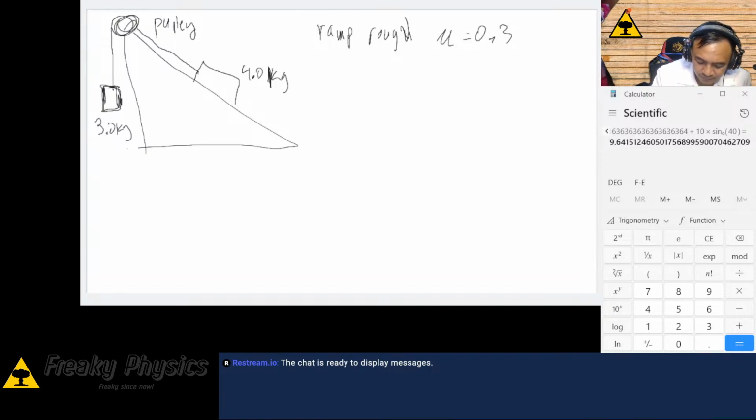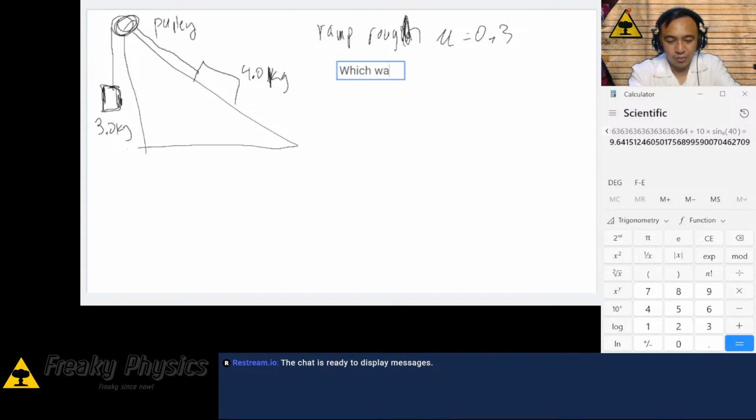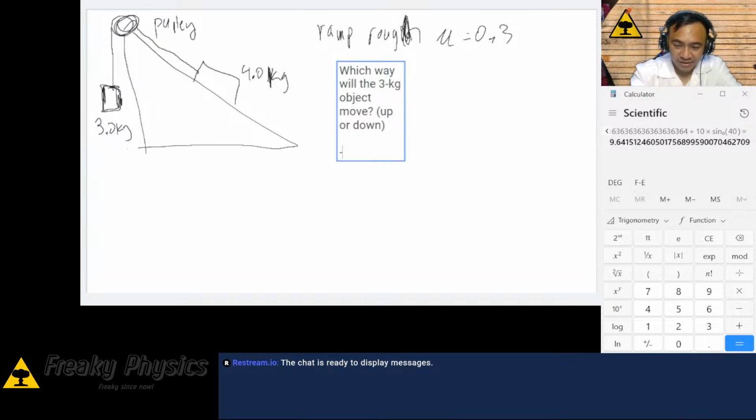So the question is, which way is the 3 kilogram object going to go, up or down? And the second part is, what is the acceleration of the 3 kilogram object?